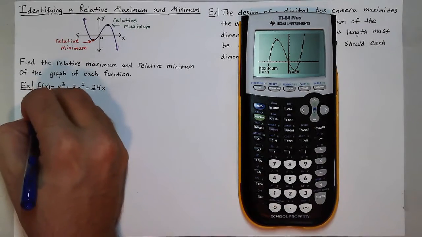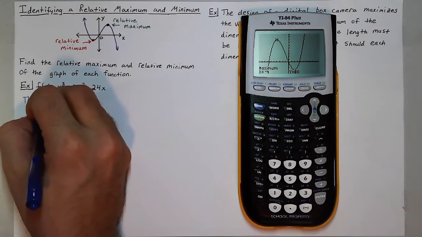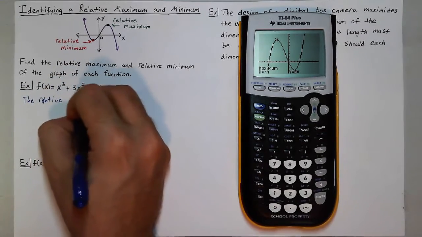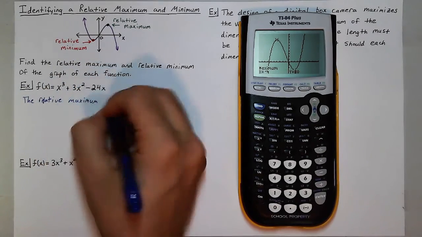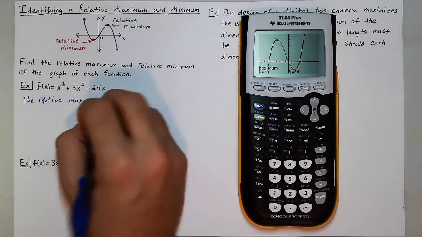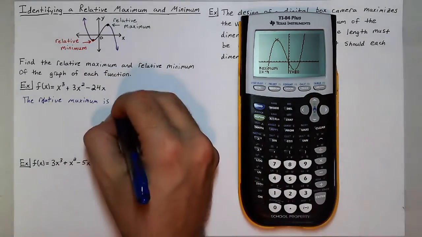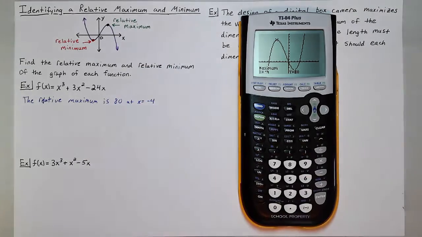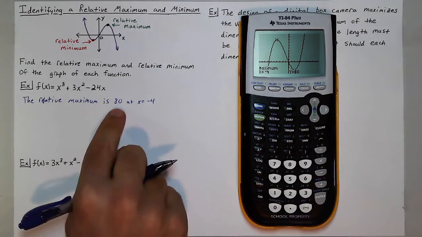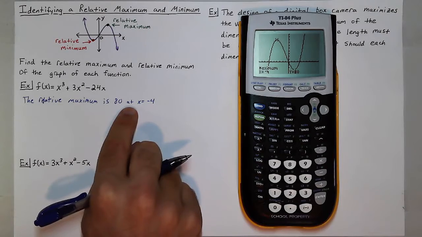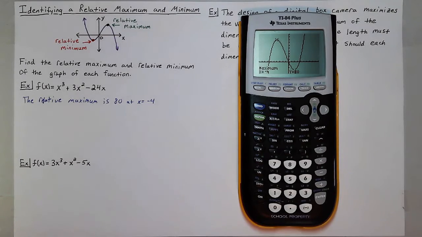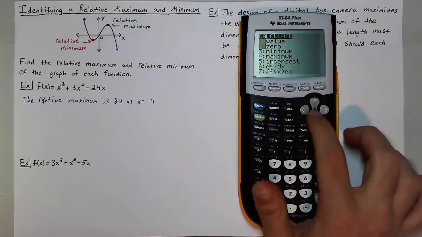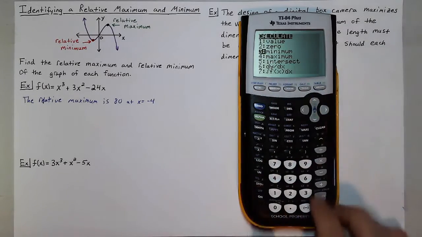So what we do is we say that the relative maximum is 80 at x equals -4. So again, the relative maximum is that number 80, and it's at the location of x equals -4. Now, if I want to know my relative minimum, I'll hit second trace and just go to the minimum option and do the same thing.